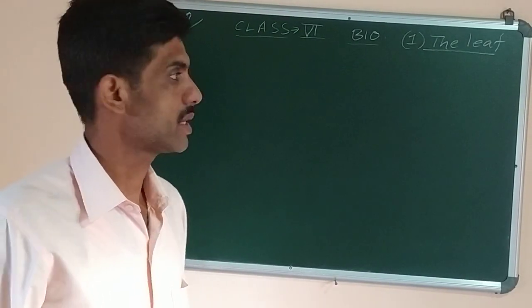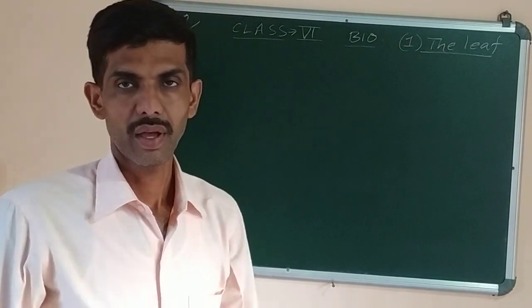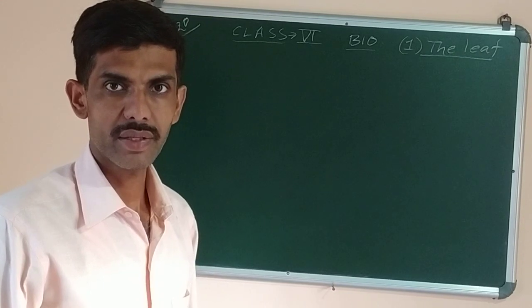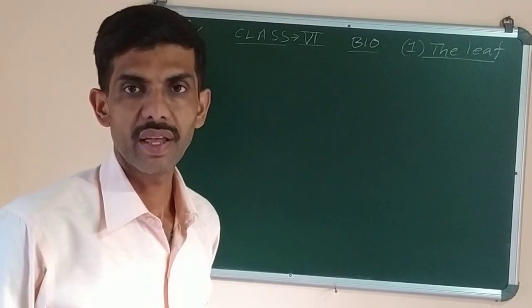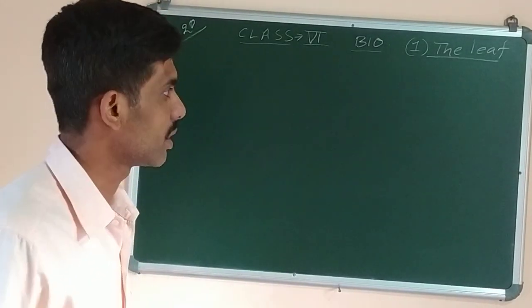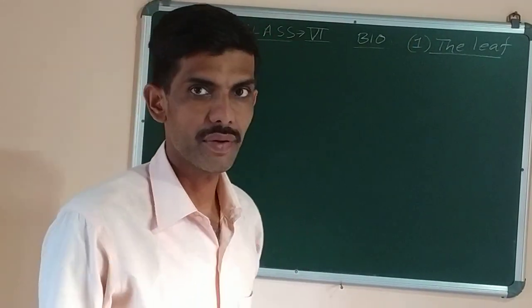In our previous class, we had started the first chapter, that is the leaf. And you remember, we studied about the different parts of the plant, that root system, shoot system is there. Then we studied about what is root system, what is shoot system. Now today, without wasting time, let's start with the next topic, that is the leaf.